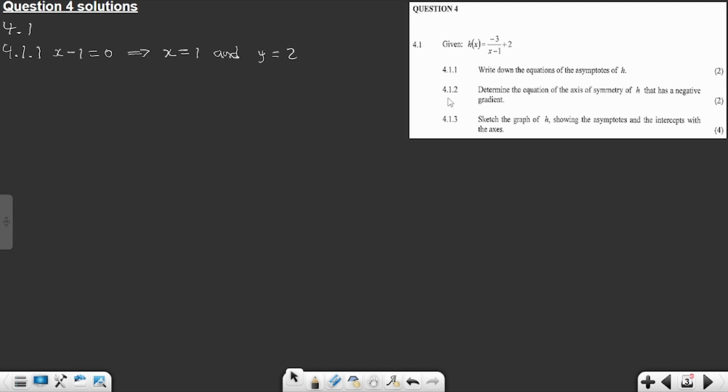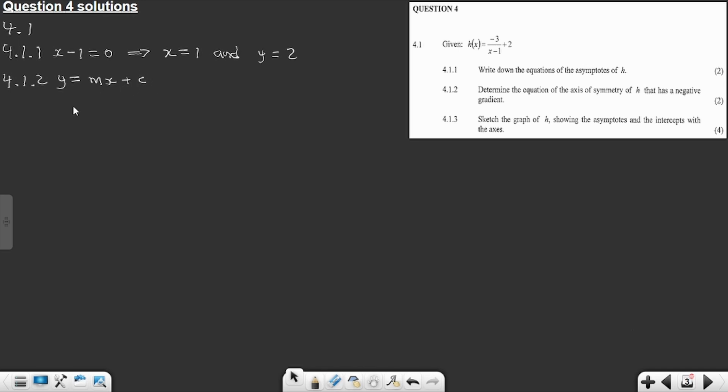Now the next question: determine the equation of the axis of symmetry of h that has a negative gradient. So you need to determine the equation of the axis of symmetry of h that has a negative gradient. 4.1.2. Do you agree with me that the axis of symmetry is a line? The general equation of a line is y is equal to mx plus c, because the axis of symmetry is a line. So m is the gradient and c is the y-intercept.